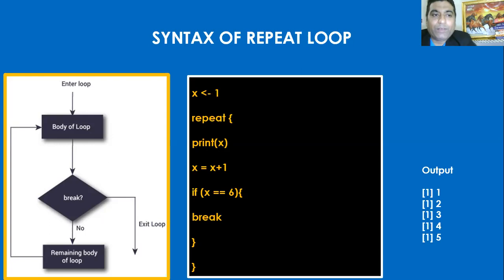And it will print. Next time it will print 2. Now the x value will be 2 plus 1, so 3. So it will print 3. Again it is checking if x equal to 6. No. So it will execute till x reaches 6. As soon as it reaches 6, it will break and come out of the loop.